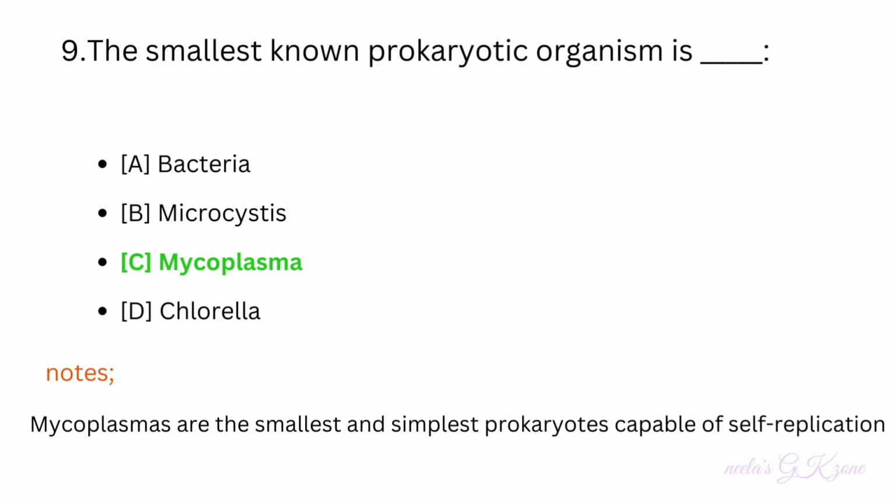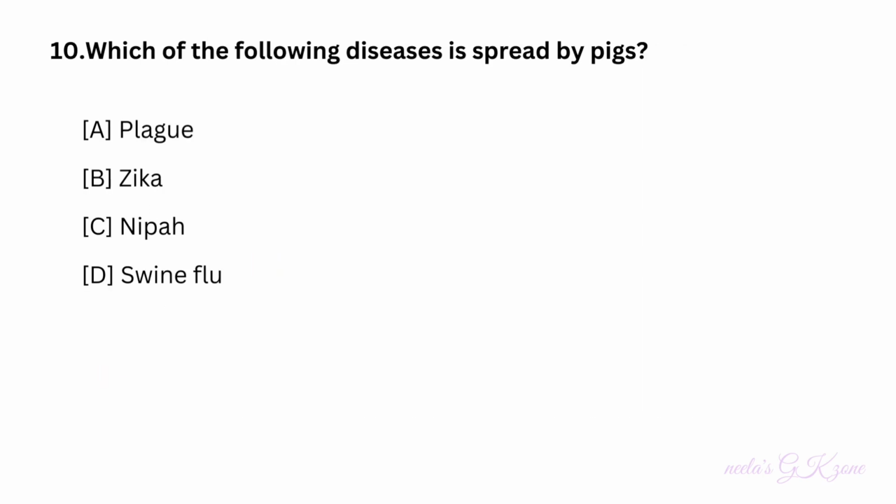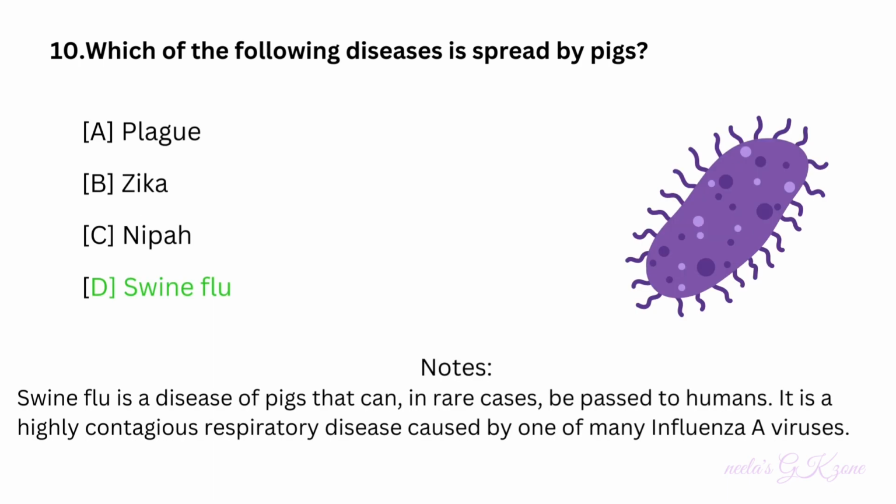And the next question is: which of the following diseases is spread by pigs? Options are plague, Zika, Nipah, and swine flu. And the answer is swine flu. Swine flu is a disease of pigs that can, in rare cases, be passed to humans. It is a highly contagious respiratory disease caused by one of many influenza A viruses.